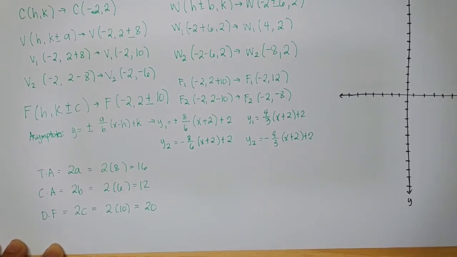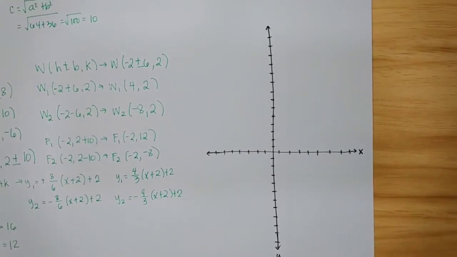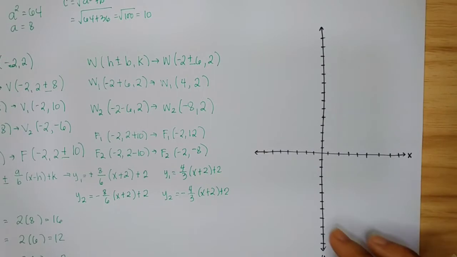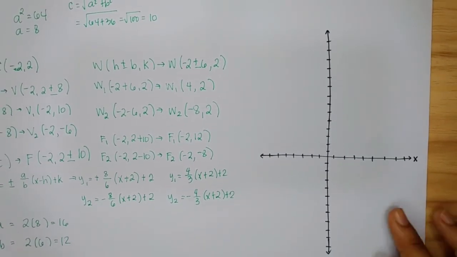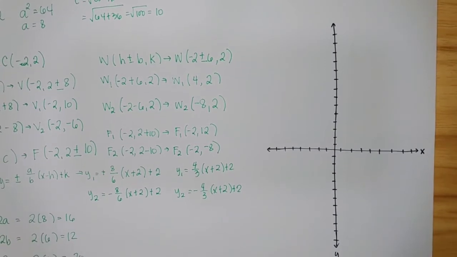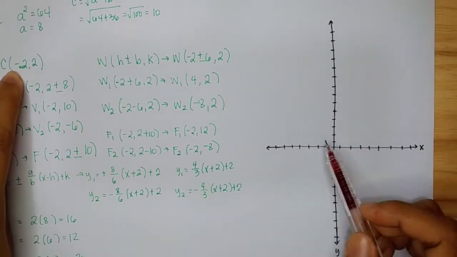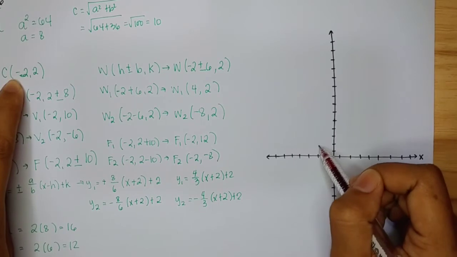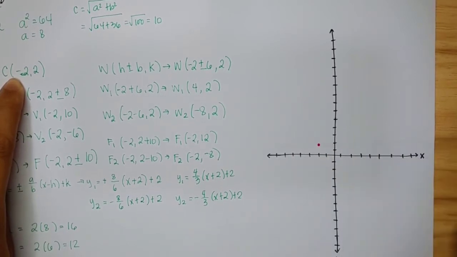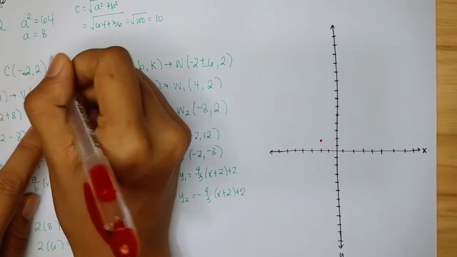Okay, so let's plot this one. Assuming this is our Cartesian plane, we have here our center. It is negative 2, 2. So this is on the second quadrant. It is negative 1, negative 2. So we have negative 2, 2. Yan yung center natin.